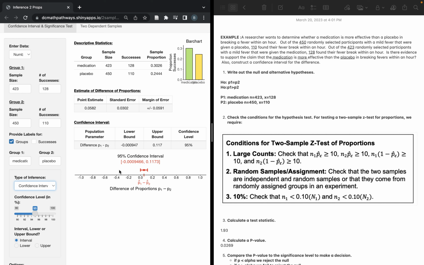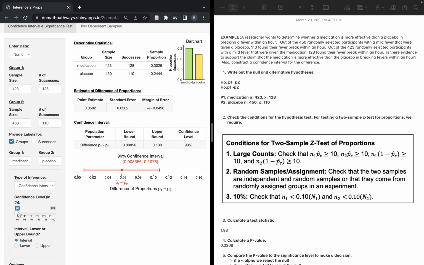And this is a 95% confidence interval. And you can see that we have our difference here. We have our upper bound and our lower bound. And usually if we have a one-sided test, you're usually going to want to double your level of significance.